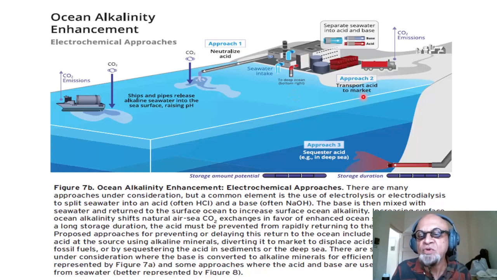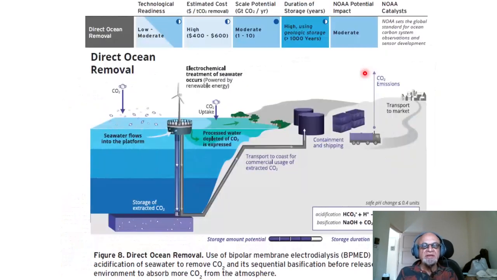Approach 2 is transport acid to the market. Approach 3, sequester acid in the deep sea, and so on and so forth. So all these are obviously pilot stages, lab experiments, and there will be some open ocean experiments. I haven't seen any results yet, but you can follow up to see if people are already doing that.